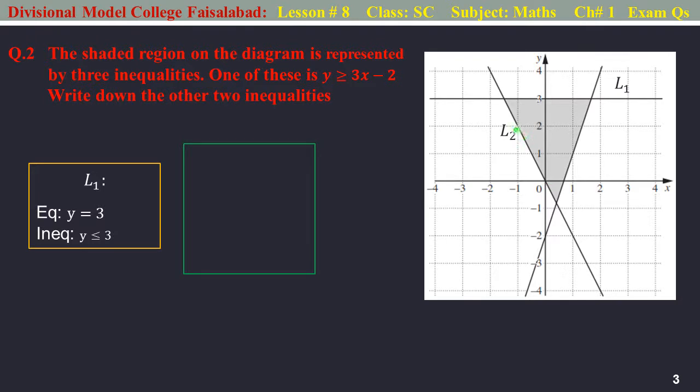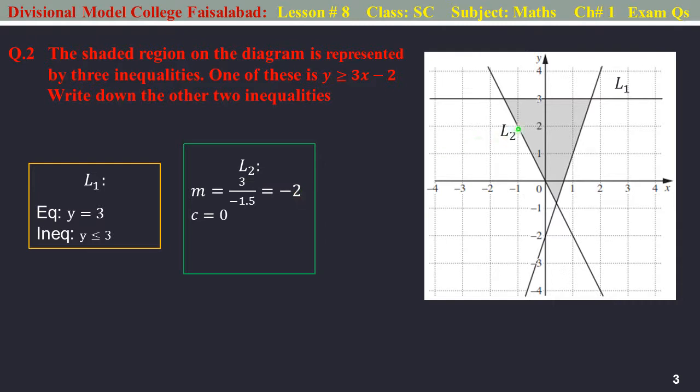Starting from this point and moving to this point, we will have to rise from 0 to 3, and the run is from 0 to minus 1.5. So its rise is positive because movement is above, and its run is negative because movement is to the left side along the x-axis. So the gradient of line L2 is 3, which is rise, over minus 1.5, which is run. Dividing these two, we will get -2.